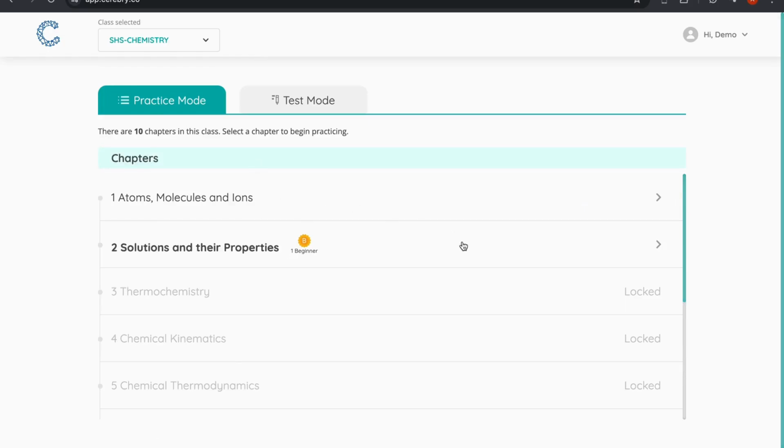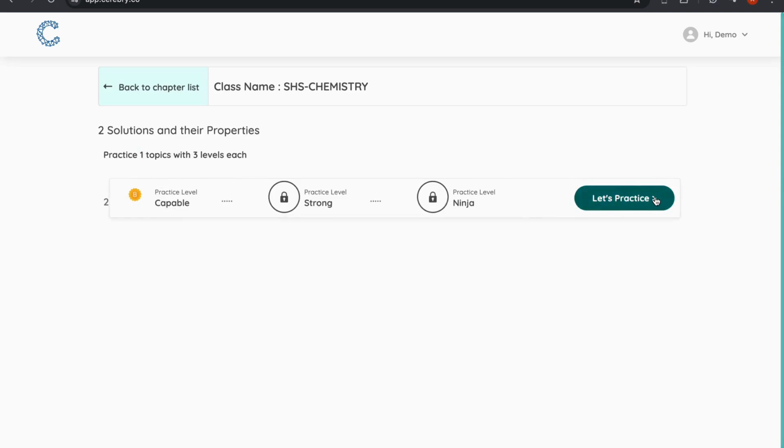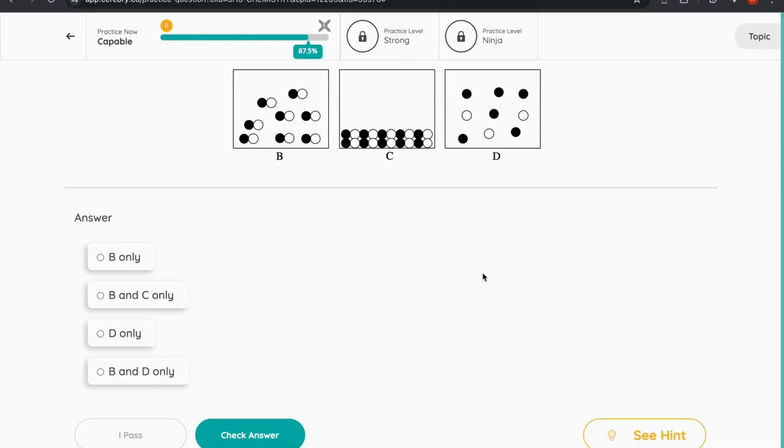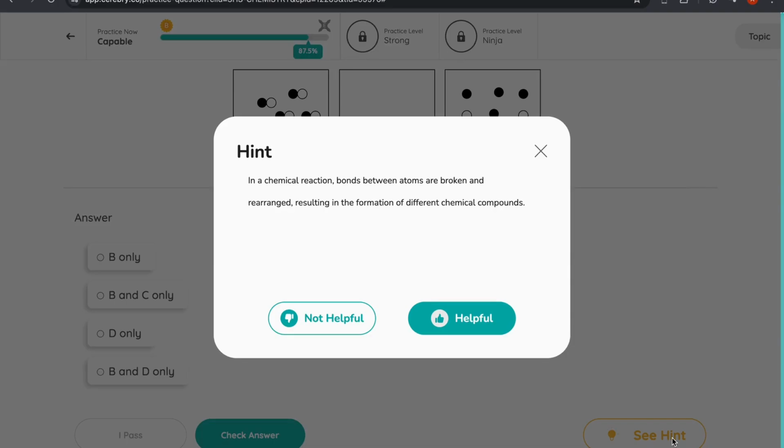Let us now see how students will practice the questions on the Cerebry platform. The Cerebry platform provides various interventions to help the student understand the concept better and answer the questions accurately. One such intervention is the hint button. Upon clicking the hint button, a hint pertaining to the question will pop up.